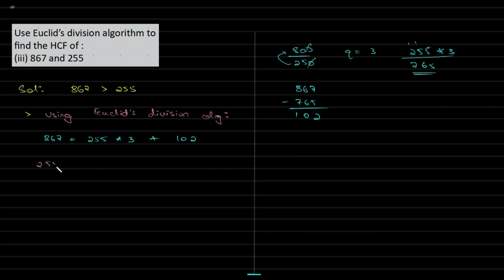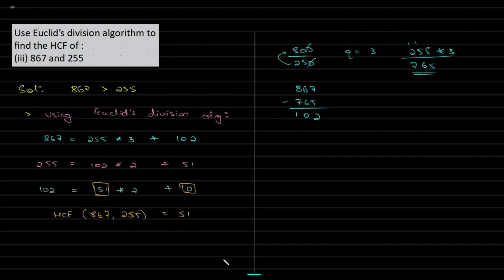So 255 is equal to 102 into 2 plus 51. This is quite simple, 2's are 204. This will be 51. And now 102 is equal to 51 into what plus what? Clearly 2's are, and the remainder is clearly 0. And thus, since we got 0, we'll stop, and that's your HCF. Therefore, our HCF between 867 and 255 is clearly 51.